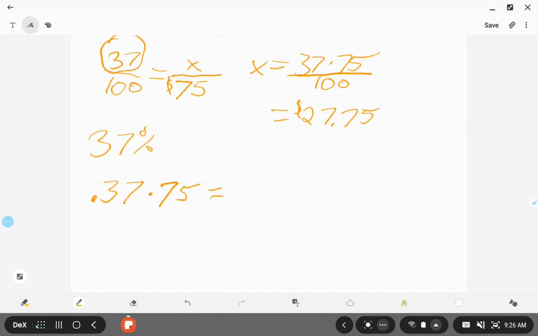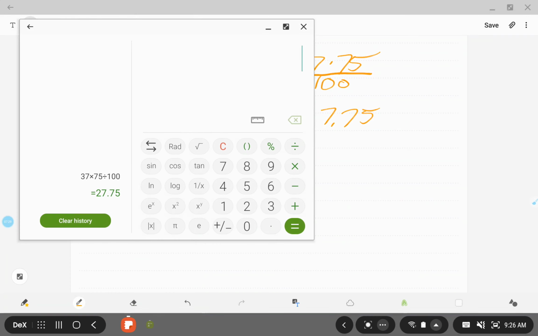And, oh, I lost my calculator app. I must have closed it by accident. Here we go. All right.